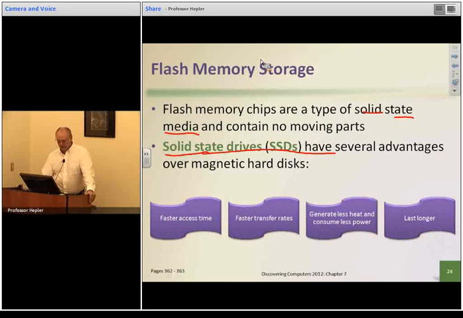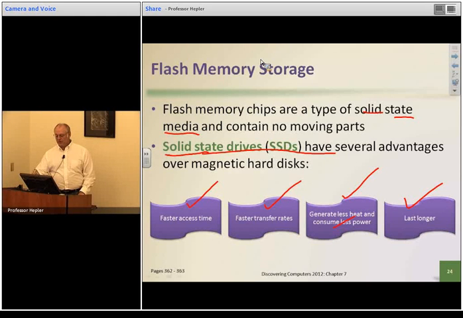And here are some other advantages. It's faster. It has to be faster. There's no physical movement. Faster transfer rate, so the access time, if you will, is less. There's almost no heat because the heat comes from the motor turning the disk. If you think about it, moving the arm. Power, nothing. You just have a little bit of power to go out there and retrieve the bits. No moving parts. You get the idea. It lasts a heck of a lot longer.